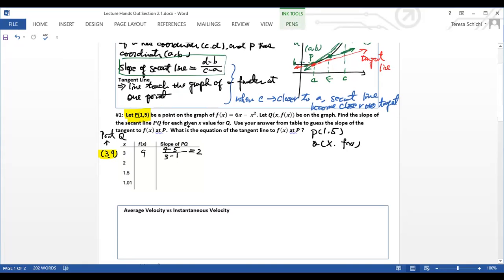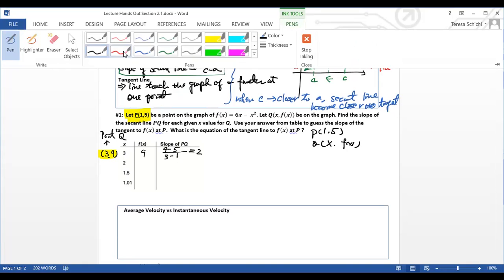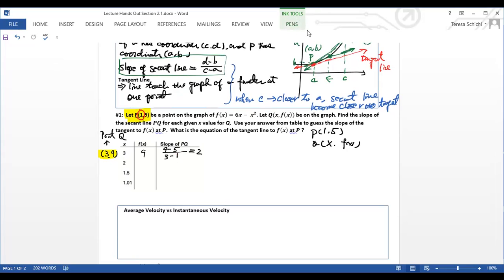Okay, so now I'm getting closer. This point is 1, so now I push my x closer, just like the C values here. If x is 2, what is my point Q? 6 times 2 is 12, 12 minus 2 squared is 8, right? So when x equals 2, my value is 8. Now my slope will be 8 minus 5 over 2 minus 1, so this is my second point, (2, 8).